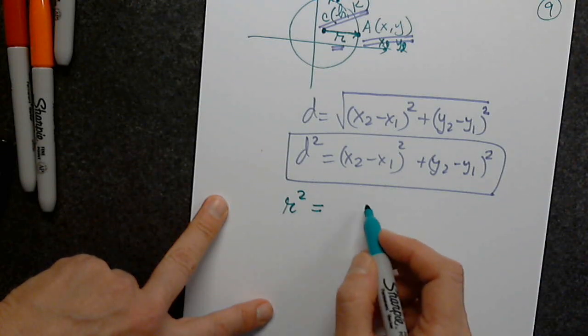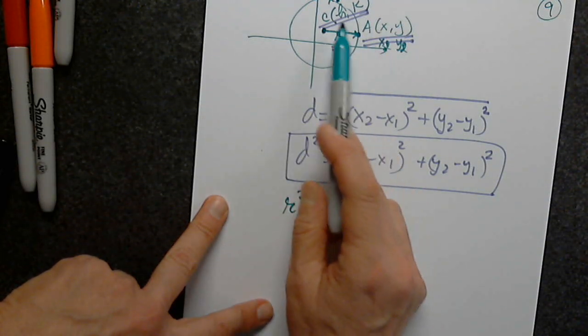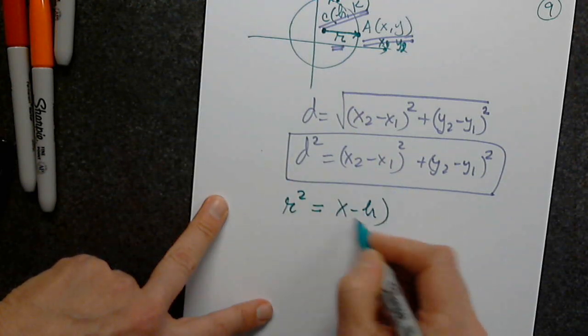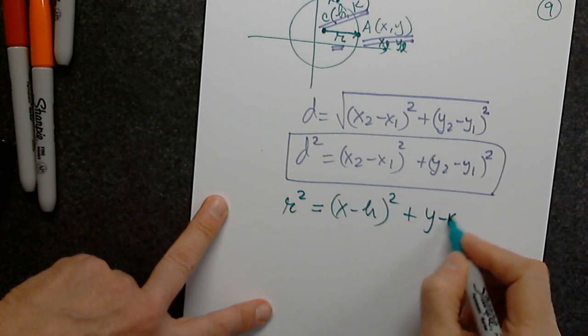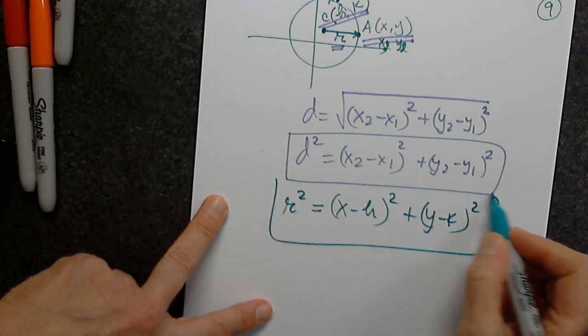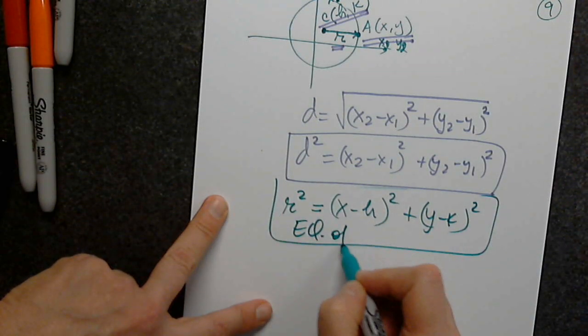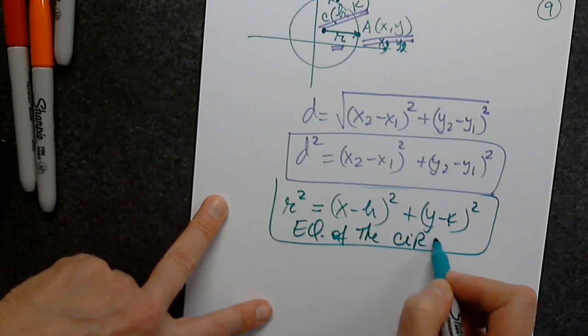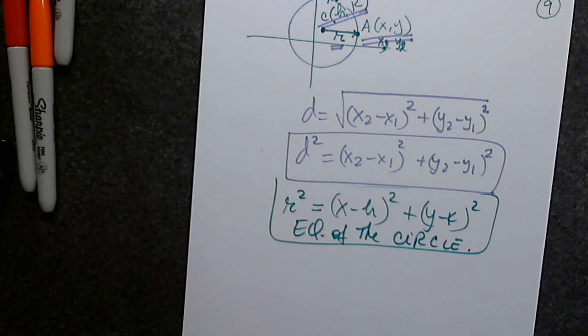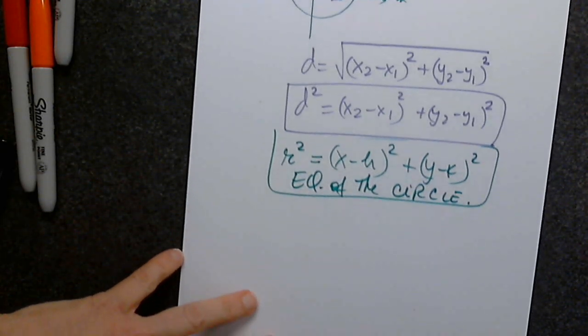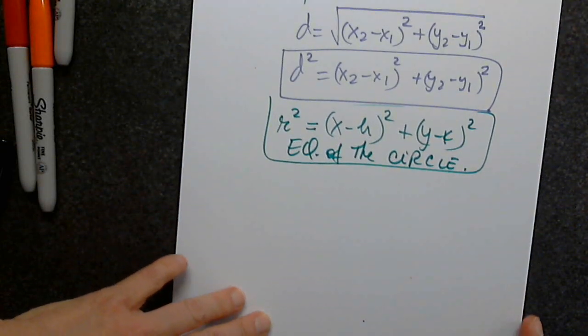Now, what do I write? X. Very good. X minus h squared. Awesome. Plus... Very good. This is the equation of the circle. Is a circle a function? No. Absolutely not. It's a relation. So that's the equation of the circle.